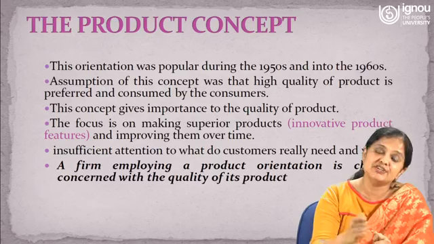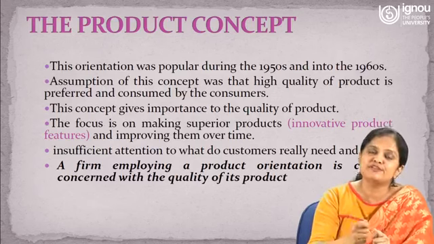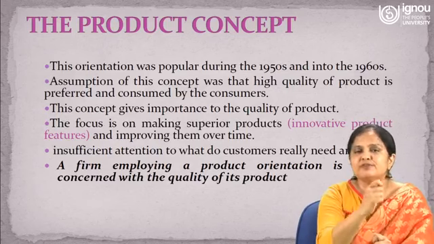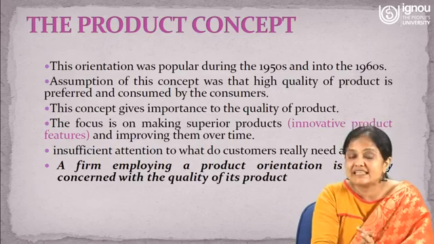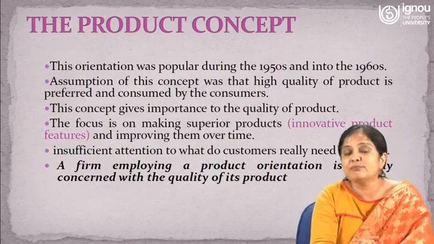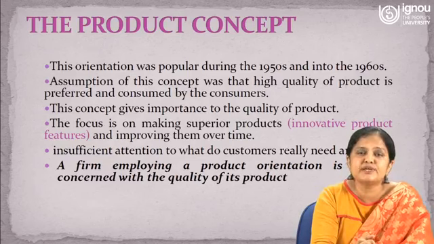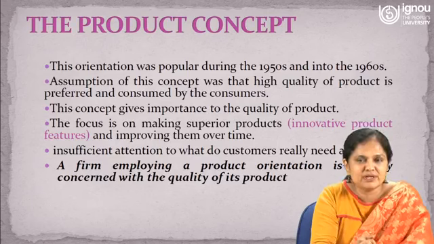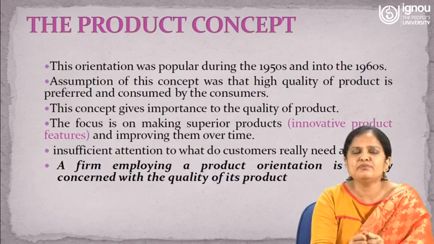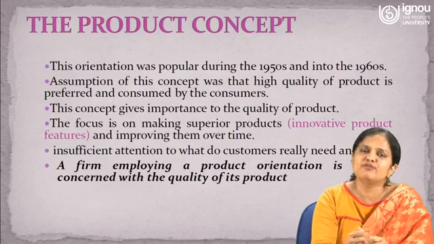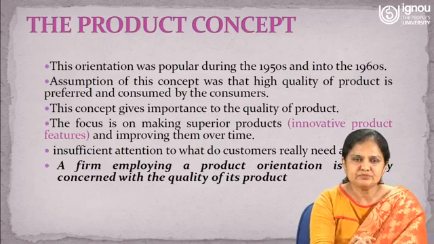Now producers tried to improve the quality of product because they understood unless they improve the quality of product, they may not be able to stay in the market, number one, and compete with the rivals in the market. So the focus was now on making superior products. When I say superior products, that means they tried to be innovative in terms of product features. So innovative product features were given focus at that particular time.